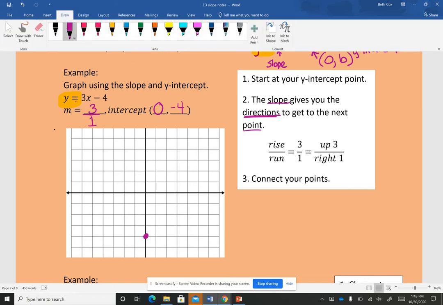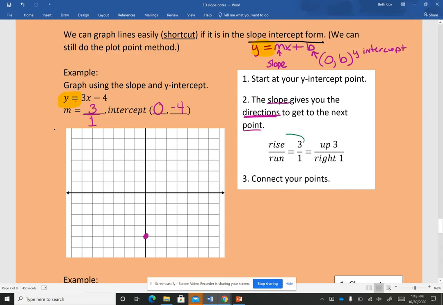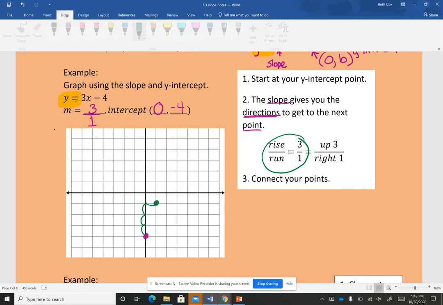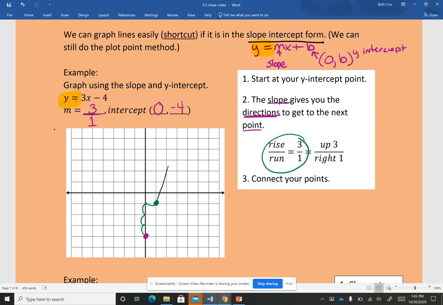So here we go. Watch this. So here's my first point, and then my directions say go up 3 and then right 1, and there's my second point on my line. And so that's all I need to do to graph the line, is just 2 points. Now, here's my line. Now I want to show you something.